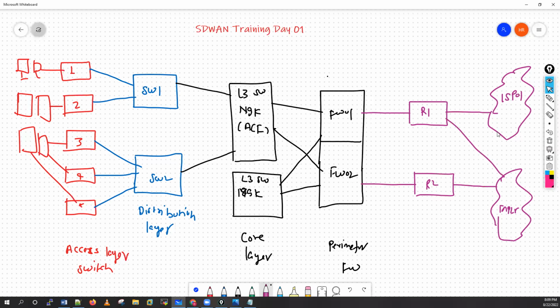So this is one of the traditional designs, guys. And that design we have seen in the industries a lot, guys. Okay. And I can say these are your WAN routers. These are your WAN routers.